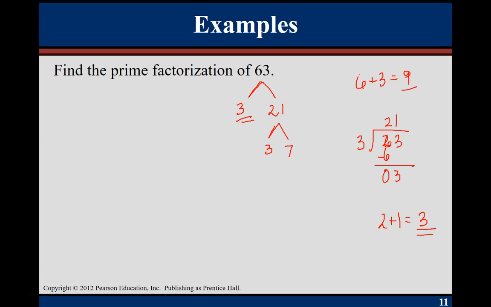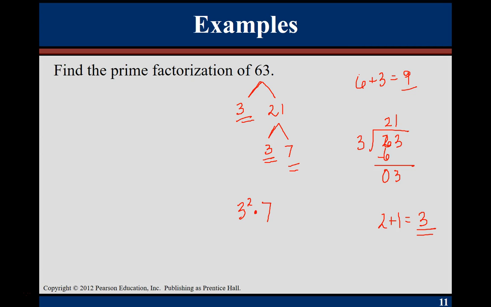All the numbers at the bottom of my tree are now prime. I have two 3's and a 7. So that's one way that you can use divisibility rules to help you find pairs of factors. This will be very helpful when you have to reduce fractions.